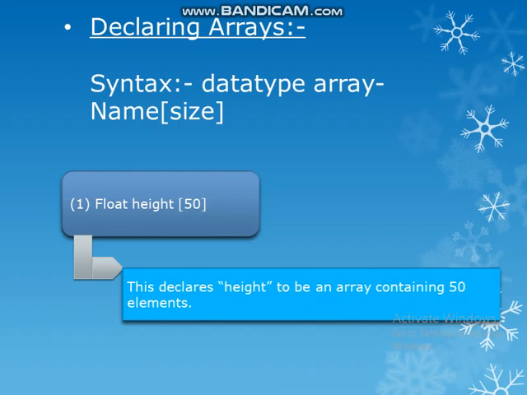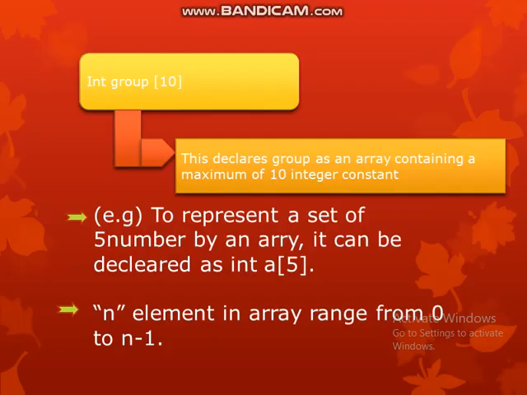Now we see the second example: int group[10]. This declares group as an array containing a maximum of 10 integer constants. So this is how we declare an array. We will take an example in which a set of 5 numbers is represented by an array declared as int array[5].